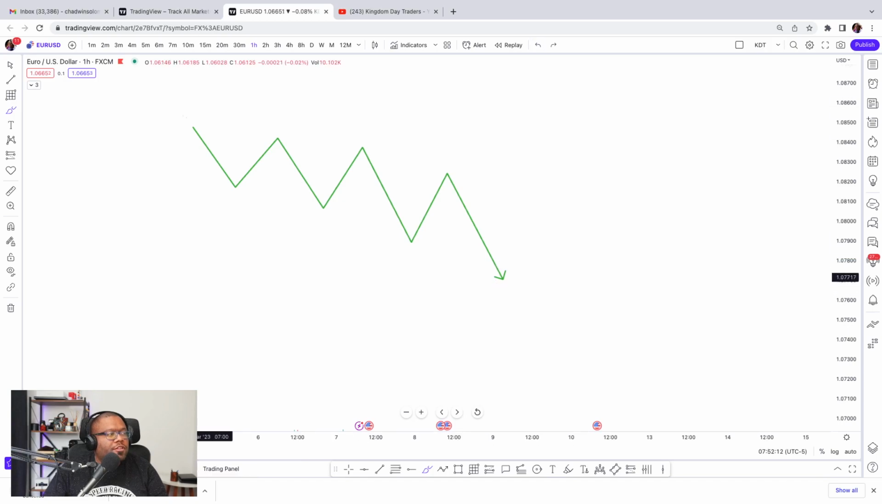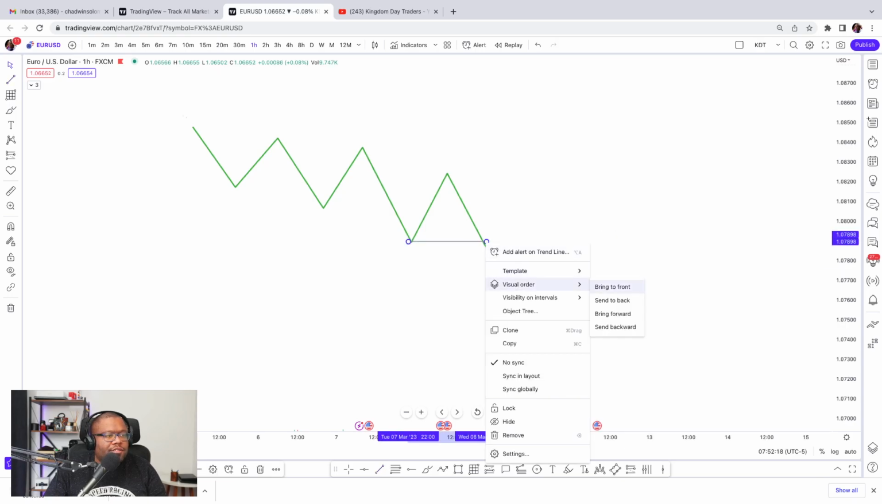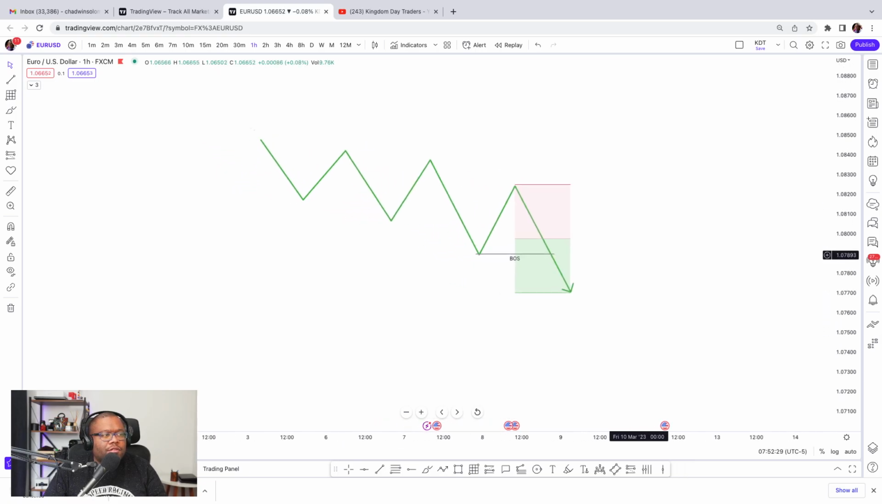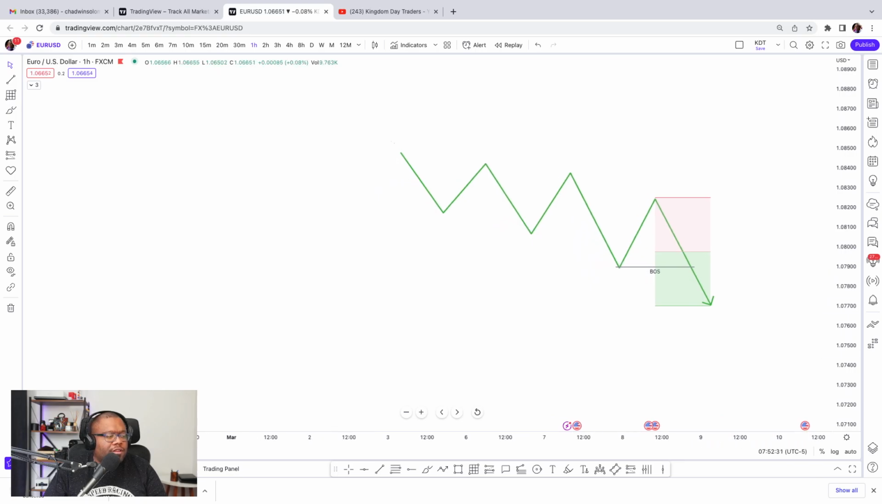So what we want to do in this scenario is still establish what the overall trend is. Again, the last break of structure is down, which means the trend is down, but that does not mean that we can only trade down. That's our premium and discount. That does not mean we can only trade down. So this is what we call an external range zone.